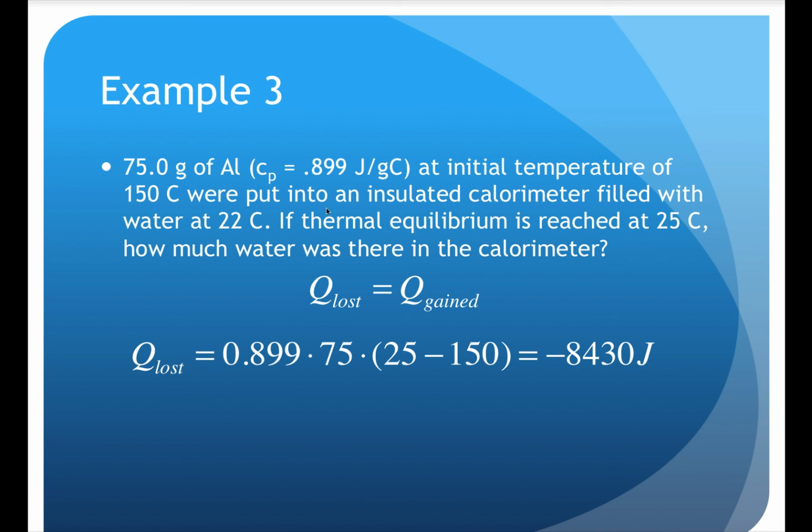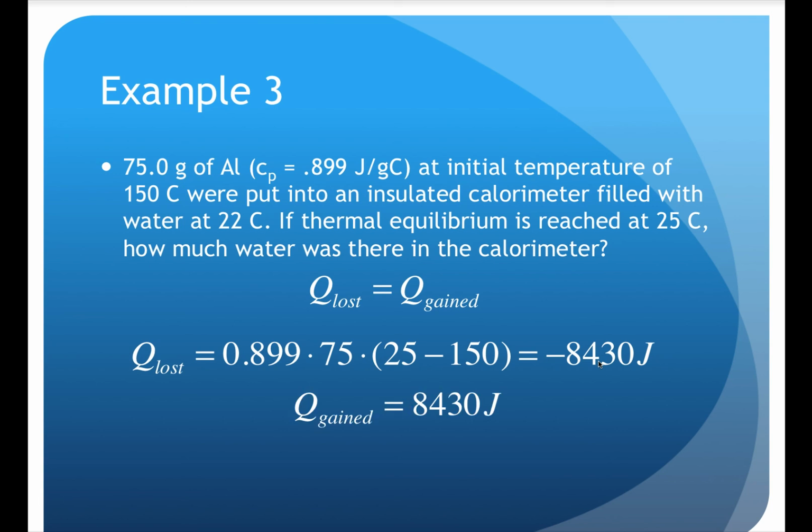0.899, that's our Cp for aluminum, 75 is our mass, and then our change in temperature is negative because we went from 150 to 25, so our final is 25, initial is 150. We end up with a change in temperature that is negative, which is normal because you are losing energy. It should be negative. And so our energy that is lost is negative 8430. And since our calorimeter is insulated, that number, but with a plus, a positive number, will be Q gained by water.